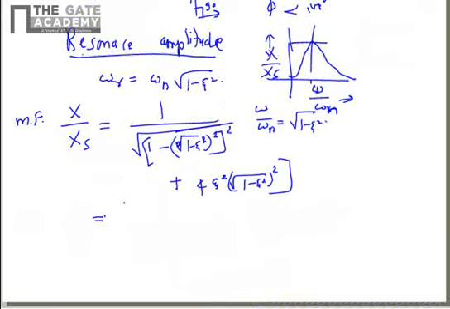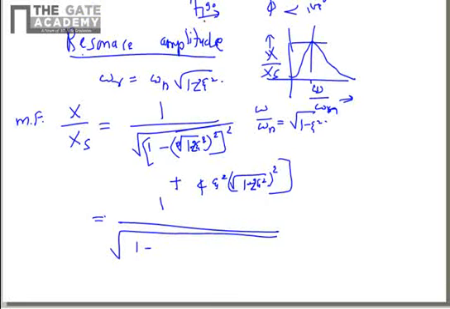To simplify this expression, it's all 1 minus 2z square everywhere, because omega is equal to omega n times square root of 1 minus 2z square. If you substitute here and then simplify it, you will get this expression.